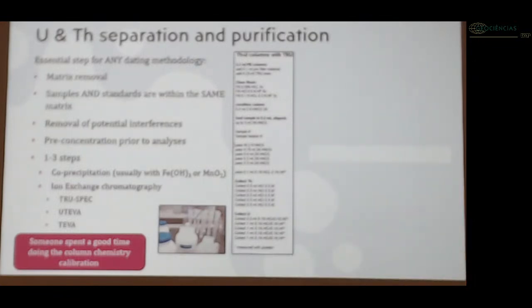But they're going to cause something called space charge effects. Because there's going to be a lot more ions, because you're going to have all your calcium, strontium, magnesium, everything that is in the sample. It's going to cause what is called space charge effects, and it's actually going to affect the fractionation of the isotopes, and it's going to affect your measurements. So we actually need to separate uranium and thorium. And separating uranium and thorium is easy, but it takes a little bit of work.